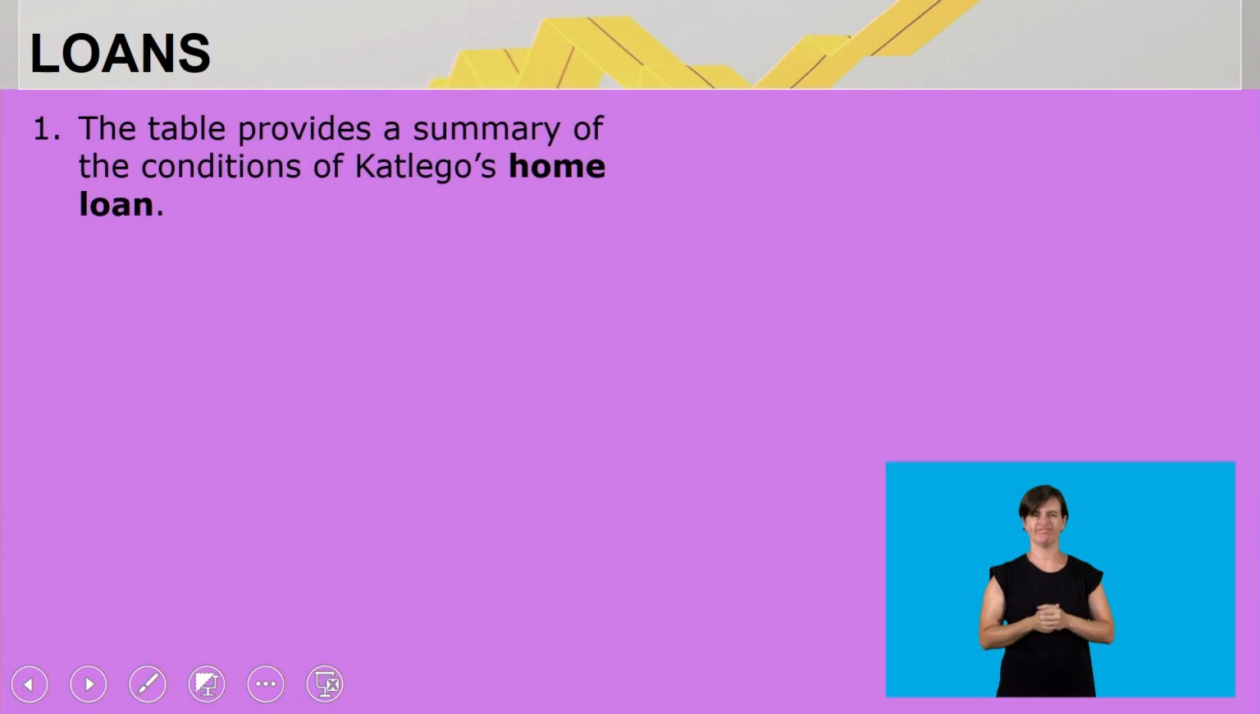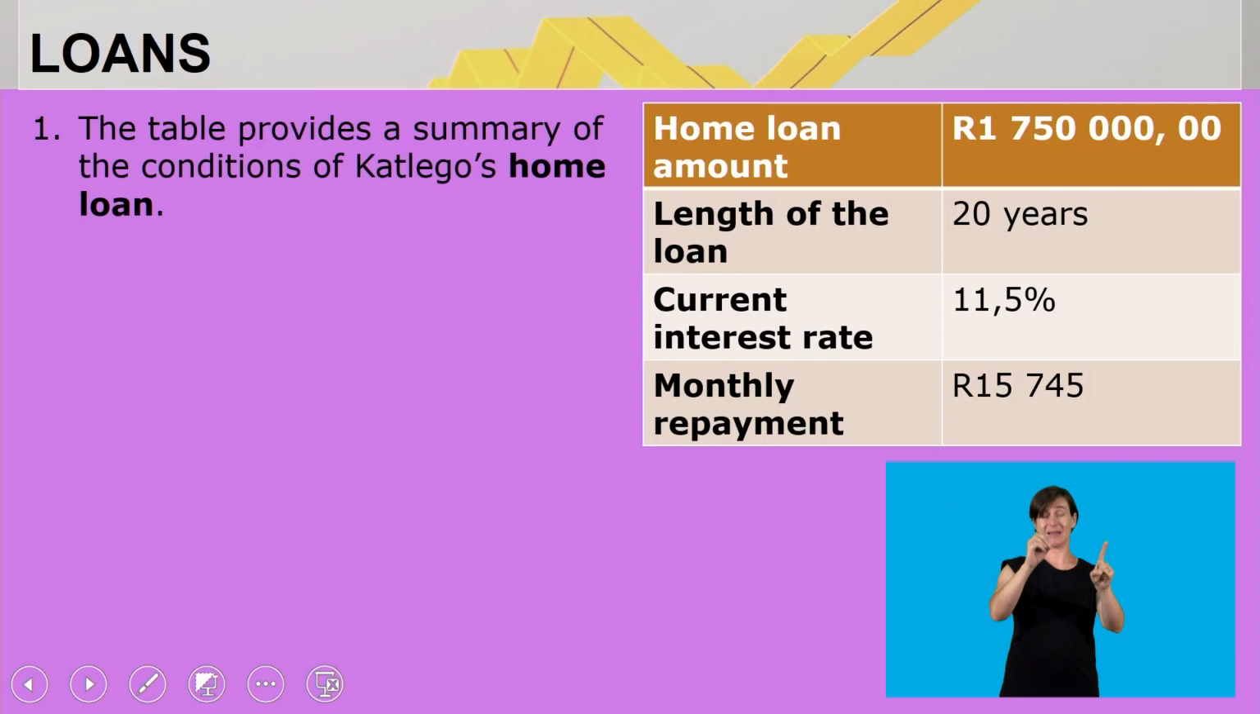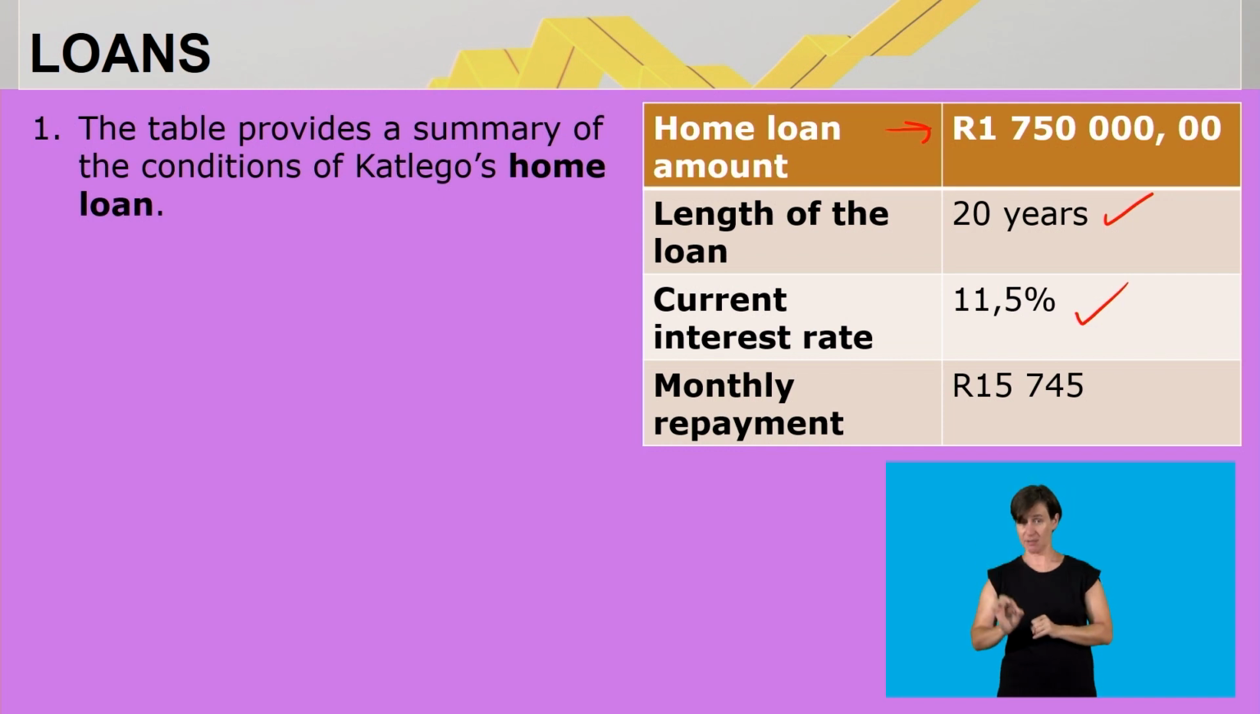Let us now focus on loans. Okay, let's look at our first question. I'm saying here the table provides a summary of the conditions of Katleo's home loan. Now there we have the table, and we will see here that the home loan amount is 1,750,000 rand. The length of the loan is 20 years. Also important here is the current interest rate is 11.5% per annum, and then the monthly repayment is 15,745 rand. So there's the structure in our table.